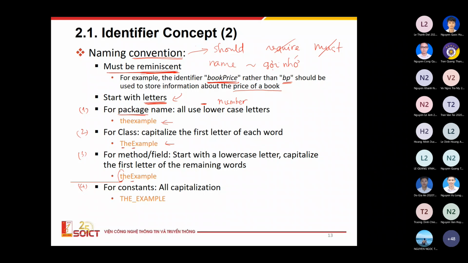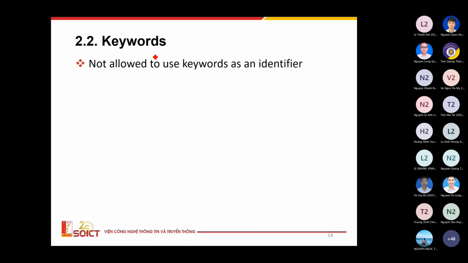And now we talk about the keyword. A keyword means the language uses some names to define some functions by its own. So you cannot use these keywords as your identifier or as your name in your program. Not allowed to use a keyword as an identifier.